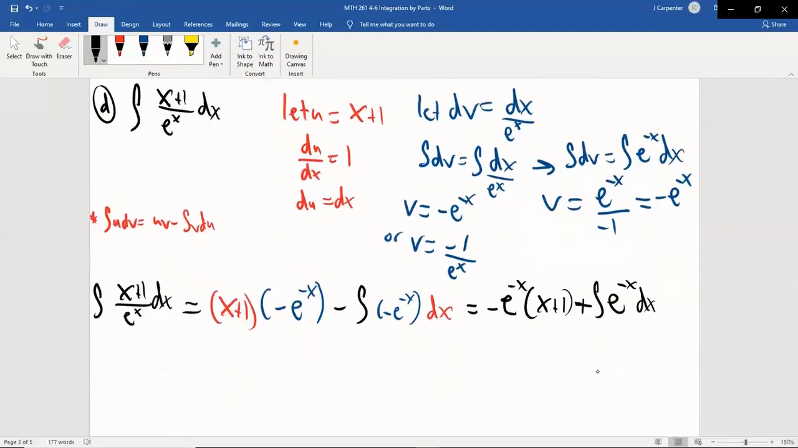Okay, so this is going to become, this has already been integrated, so let me bring that to the bottom. So negative parentheses x plus 1 over e to the positive x.